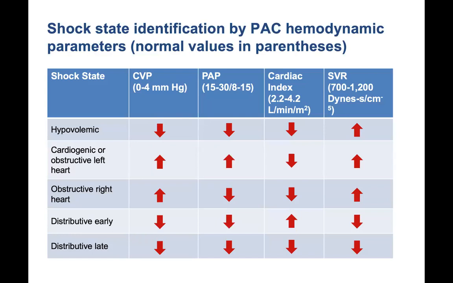So this is a chart that shows the shock state and how we might identify it based on pulmonary artery catheter hemodynamic parameters. And so the normal values are in parentheses. You can see here the shock states. Hypovolemia, we have a decreased CVP, decreased PA pressure, decreased cardiac index. Cardiogenic or left heart failure, we have an increased CVP, increased PA pressure with a decreased cardiac index. Obstructive right heart, you might see increased CVP and decreased PA pressure depending. Distributive early or late, we would see decreased CVP and PA pressures most likely, and then increase or decrease cardiac index depending on the time of the shock.